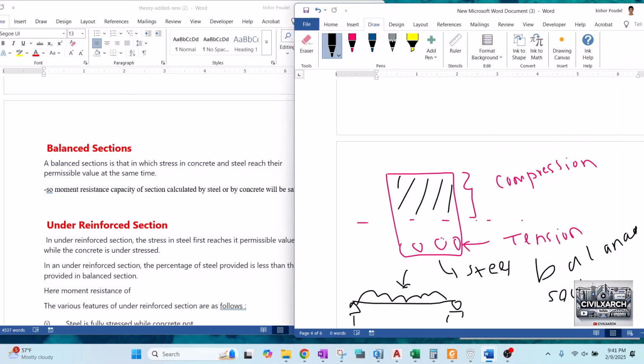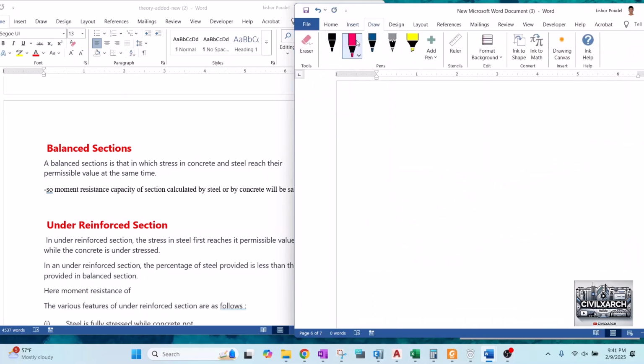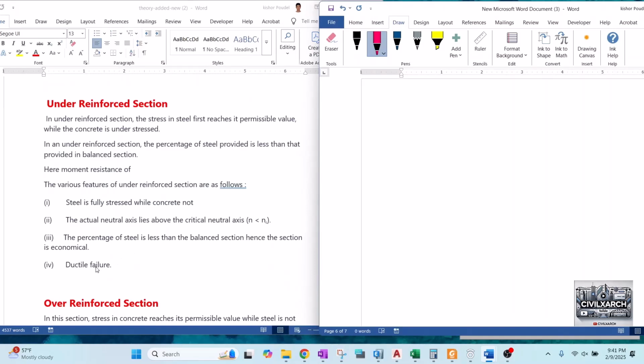Okay. So another one is the under reinforced section. Under means low and reinforced means steel. That means reinforcement is provided less than is required for a balanced section. So look at the definition here, and I will describe what this means. In an under reinforced section, the stress in steel reaches its permissible value first, because the steel provided on the tension side is less than in the balanced section, so it will reach its permissible value before the concrete.